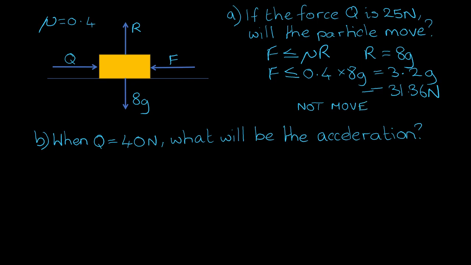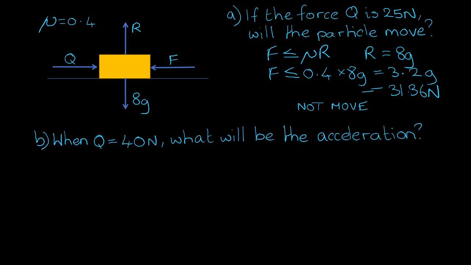So the second part of the question says, if Q is 40 newtons, what will be the acceleration? So we can see that that's greater than the friction, so it would definitely be moving, and there will be an initial acceleration as a result. And that's what we're going to work out.